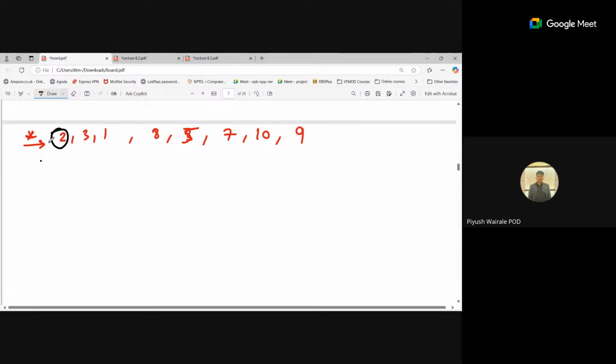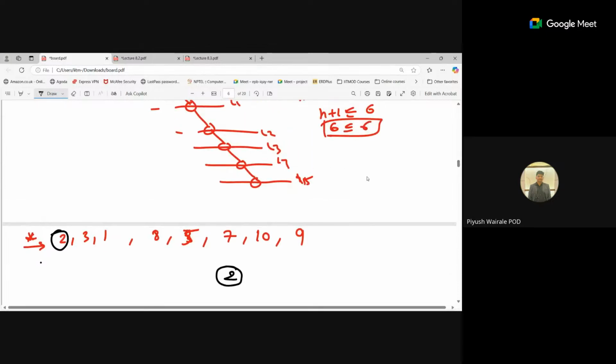Now the first element is what? 2. So I'm going to add 2 at the root node here, right? Now how is this tree created, the binary search tree? Let's say we have one particular element, let's say k. Now the next element will be what? If that element is greater than this particular key, then that will be stored on the right side. Okay. But if that element is less than this particular key, then that will be stored on the left side.